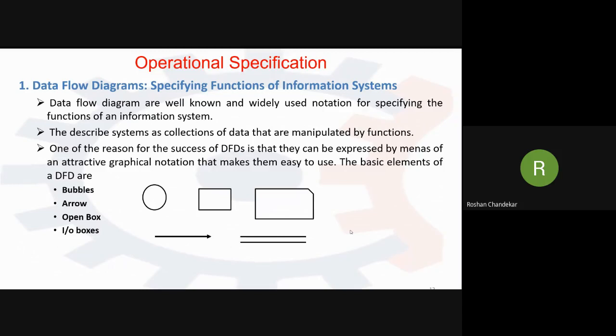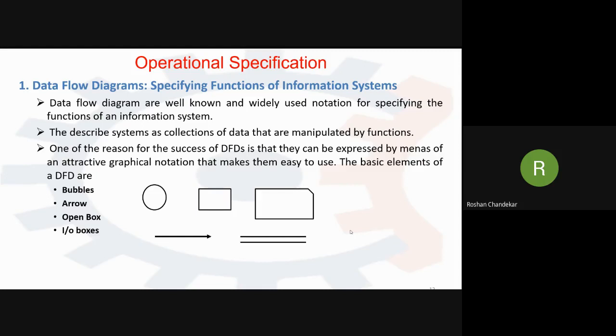The first one is the data flow diagram, which is known as the DFD. The second one is the finite state machine, and the third one is Petri nets. These are the three models we discuss in the operational specification, which we can apply in our software engineering product. The first operational specification model is the data flow diagram, known as the DFD.